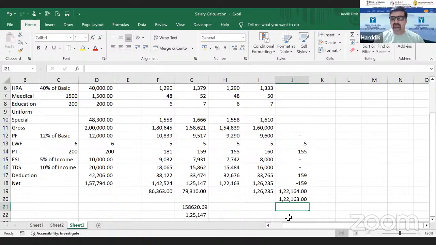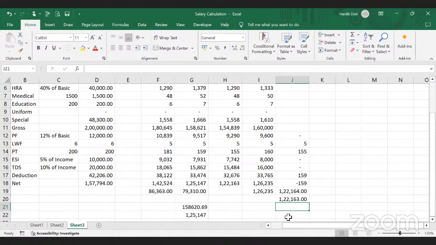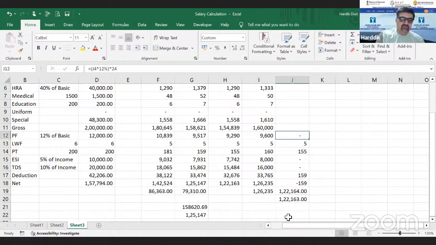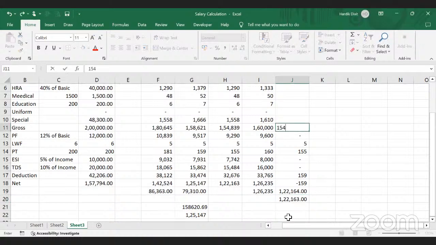So, Debanjana, anything from your side? Is it really that difficult to calculate? I just want to check that the gross is coming 154,838, is it? Then 154,838. Yes, sir. And then it's 1,22,164. Yeah.